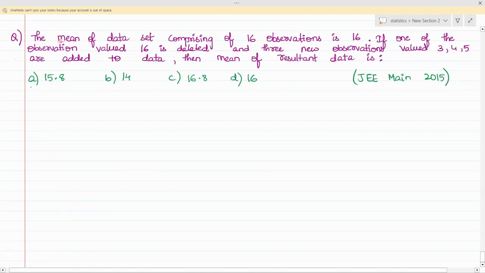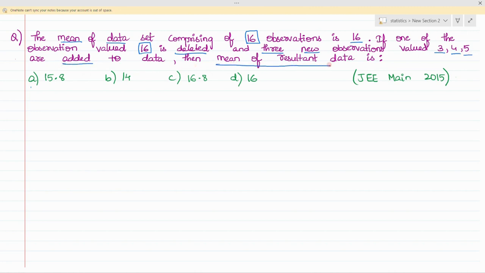In this question, the mean of a data set comprising 16 observations is given as 16, and if one of the observation values, that is 16, is deleted and 3 new observations valued 3, 4 and 5 are added to the data, then we need to find the mean of the resultant data. And this question came in the JEE in 2015. So there are 16 observations and the original mean is given to you, that is 16.